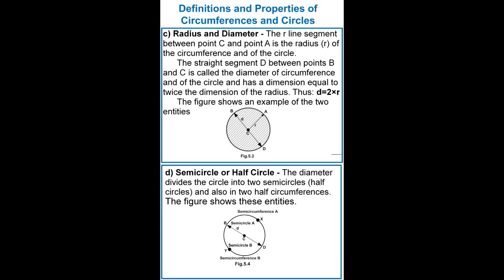The second part of this slide shows the definition of a semicircle or half circle, presented in figure 5.4. A diameter BD between 2 points of the curve passes through the center C of the circle or circumference and divides the circumference into 2 semicircumferences, and it also divides the circle into semicircles.